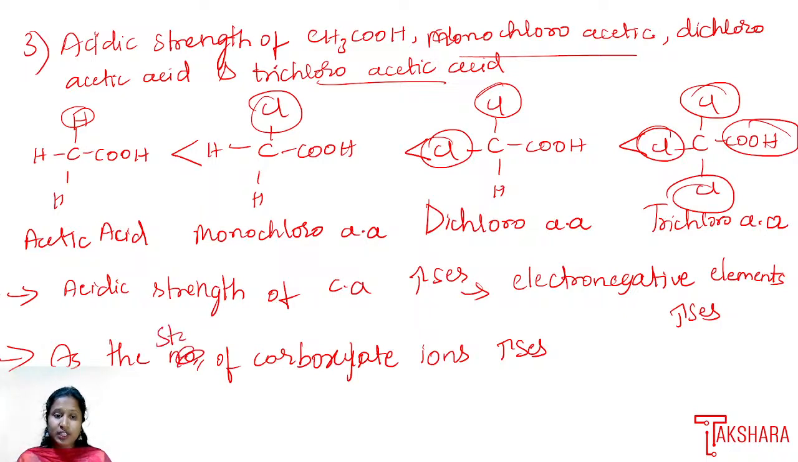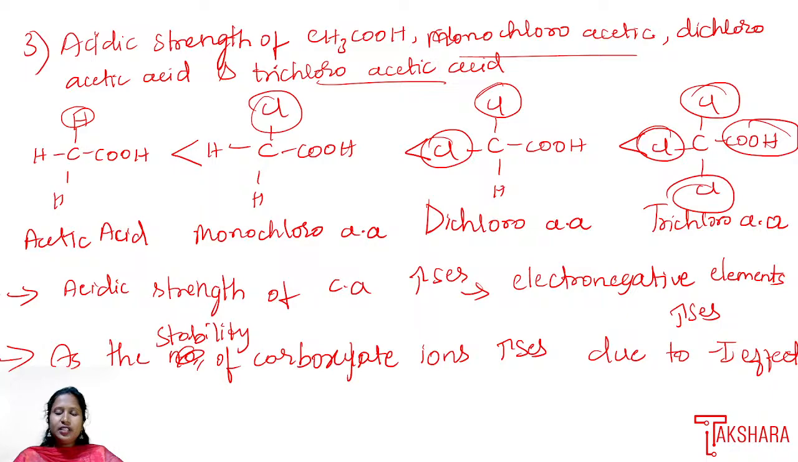due to the minus I effect. So the more electronegative elements are attached to a compound, that compound shows more acidic strength, we can consider. Okay, so this is about the acidic strength of acetic acid, monochloroacetic acid, dichloroacetic acid, and trichloroacetic acid.